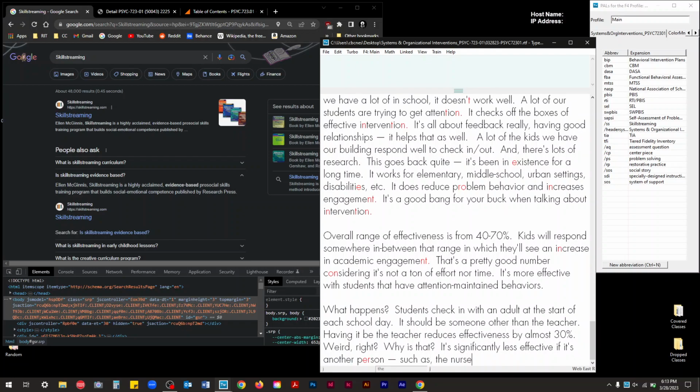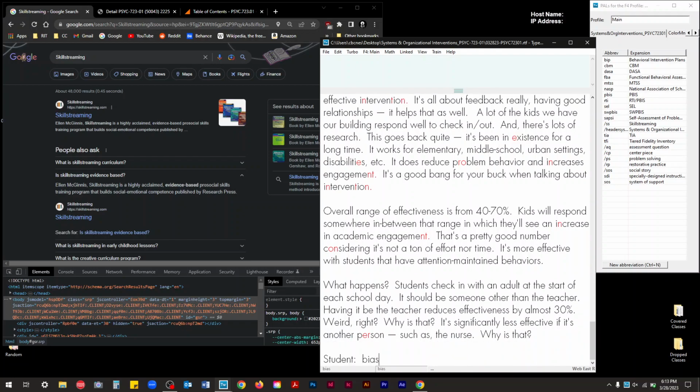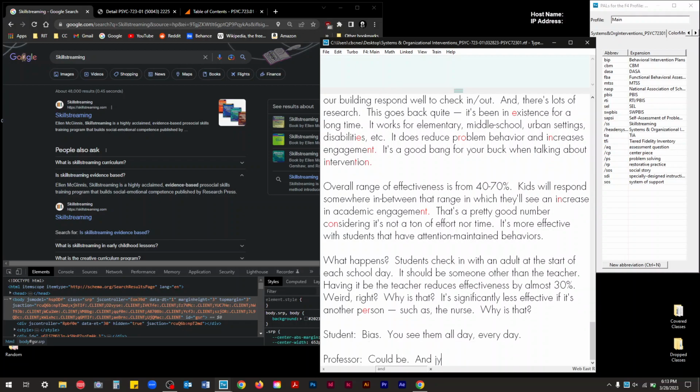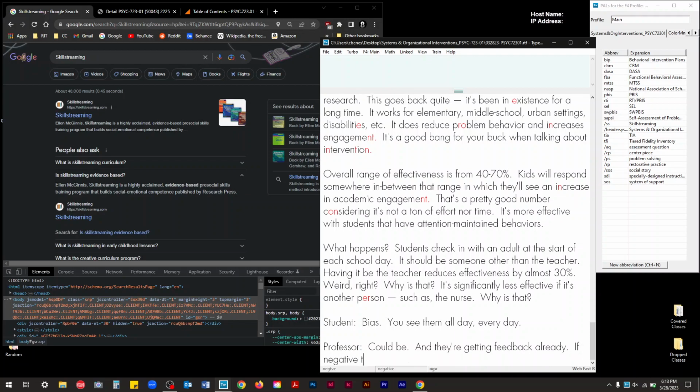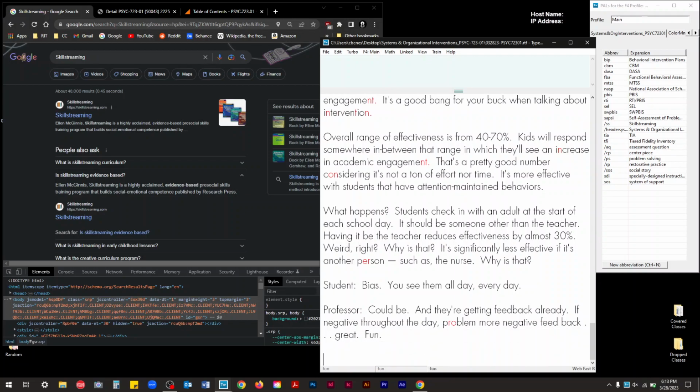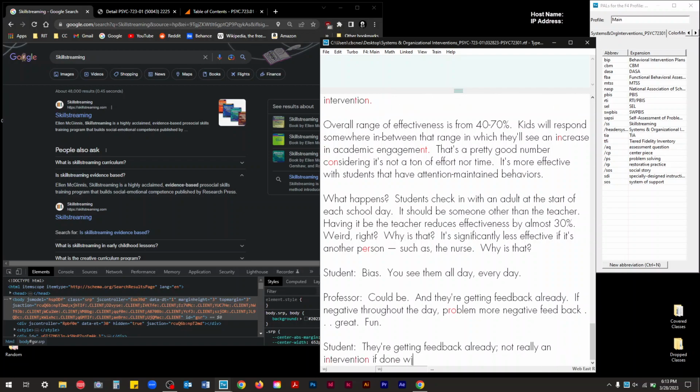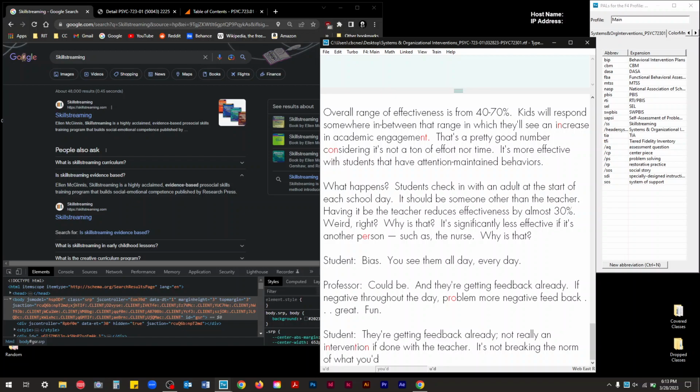Be biased. See them all day, every day. And they're getting feedback already. And if there's negative feedback throughout the day, probably more negative feedback. Great, that'll be fun, right? I feel like you also just kind of answered it by saying they're getting feedback already. It's not really like an intervention for the teacher. It's not really like breaking the norm of what you typically do. Yep. So something different, another person.